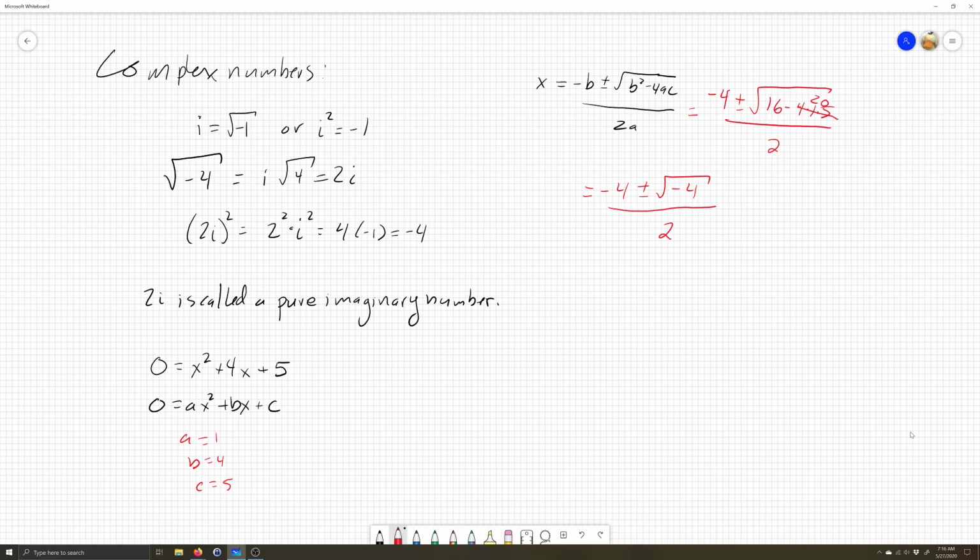And so normally you'd stop here and you'd say, well, there's no solutions because you can't take the square root of a negative number. But we can take the square root of a negative number. The square root of -4 is 2i. And then you think of this as -4 over 2 plus or minus 2i over 2, which is -2 plus or minus i. And so you end up with a number called a complex number.